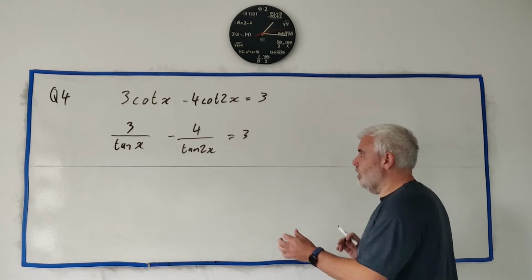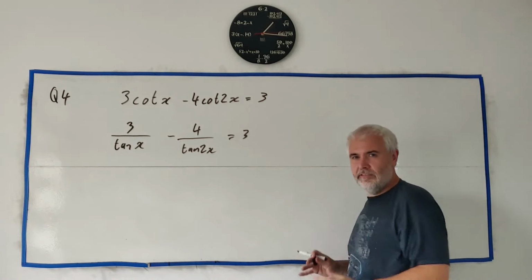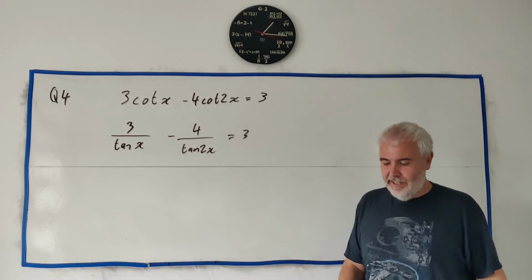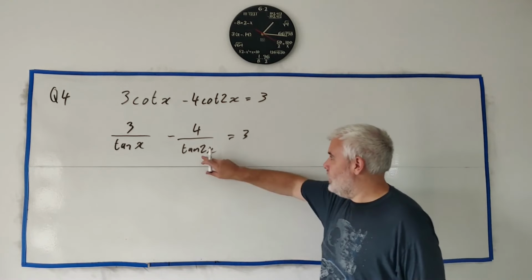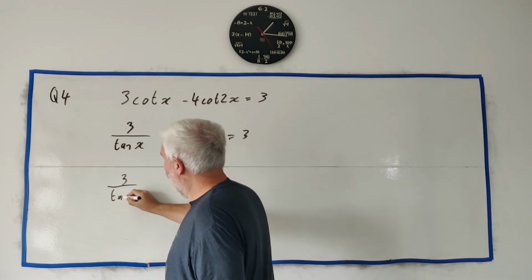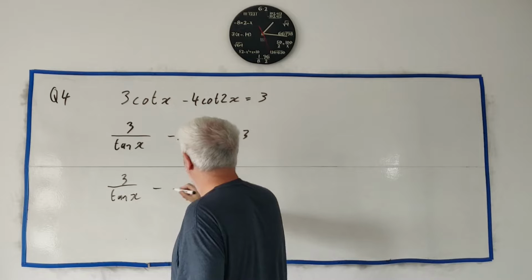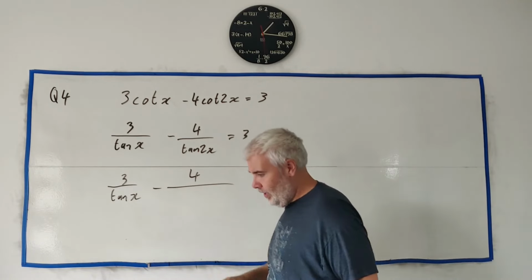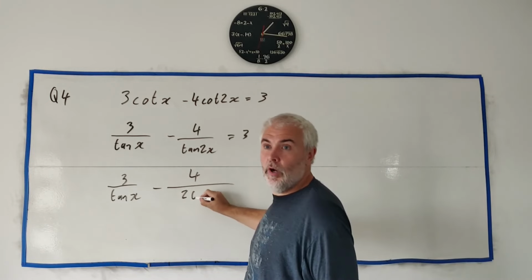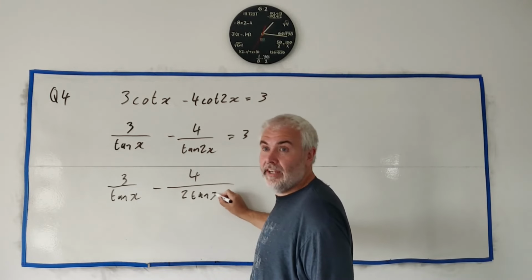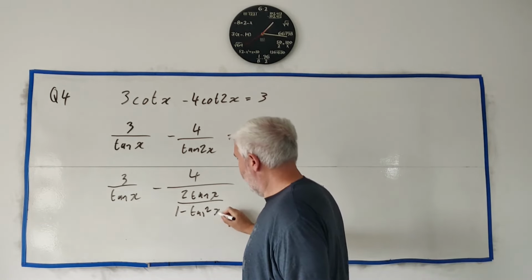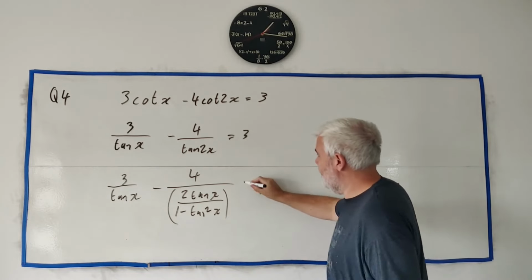Next thing I would do is I look at this one and go 2x. Don't like 2x. I have a formula to fix 2x. It's in our formula tables. Instead of writing 2x, let me write the rest first: 3 tan x again minus 4. Instead of 2x, let me put it in as a whole bracket. What we have here is 2 tan x over 1 minus tan squared x. We can just replace it like that.